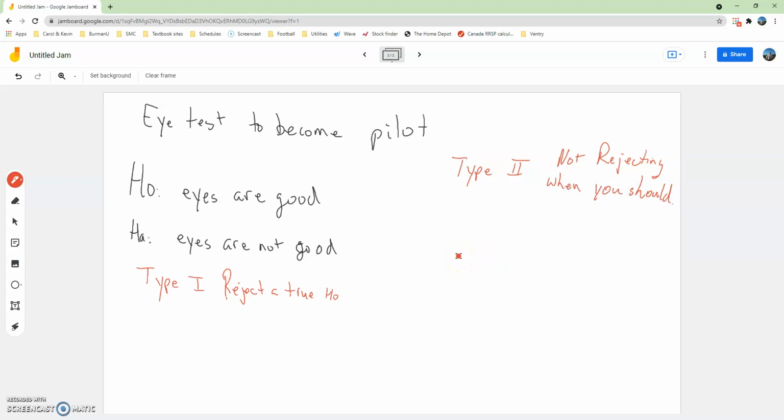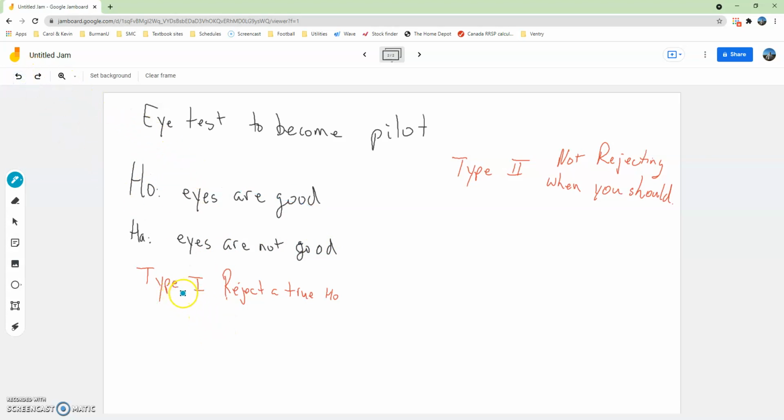Okay, let's look at the consequences. Let's put the consequences in blue. Consequences of rejecting a true null hypothesis, for this person that's come in to get his or her eyes examined in order to pass the test to become a pilot. Rejecting it, basically you're saying eyes are not good. You're crossing that off. You are rejecting a null hypothesis. Basically, that's what happens. You're left with the statement that the eyes are not good.